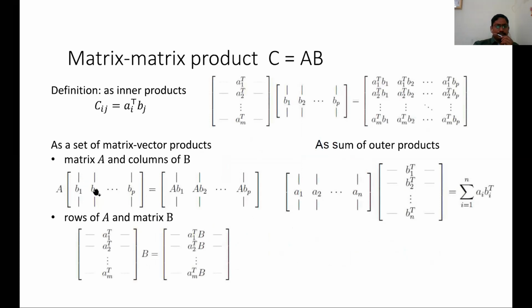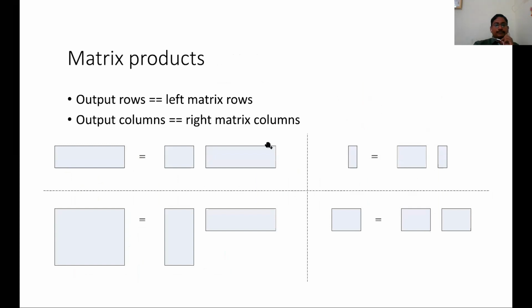See here, A into these columns are multiplied. A into the first column of B, A into the second column, and so on. Here, matrix A and columns of B, and here, rows of A and matrix B. This is another outer product we have defined like that. And these are the matrix product outputs.